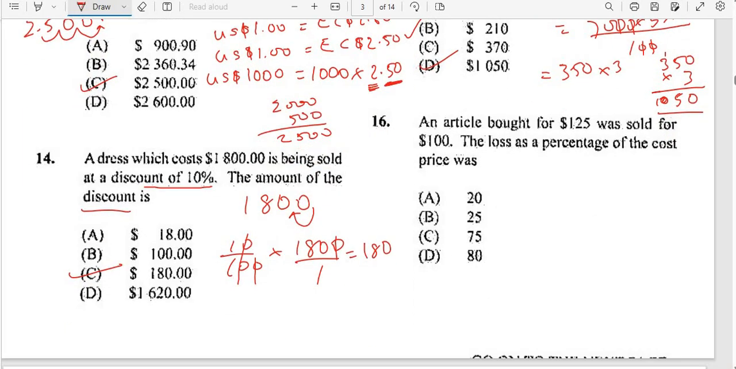An article bought for $125 was sold for $100. Find the loss as a percentage of the cost price. So obviously, if you bought something for $125 and you're selling it for $100, then you're going to make a loss of $25. You sold it for less than you bought it for. And the loss as a percentage of the cost price, you put the loss over the cost price and then multiply by 100%. So you're expressing the loss as a percentage of the cost price. So the loss goes on top. Cost price, which is the original price, 125, and you multiply it by 100%.